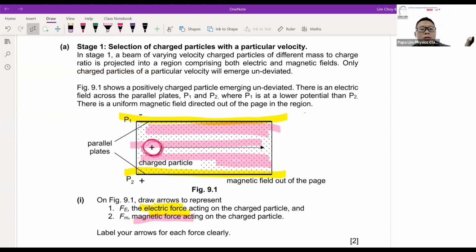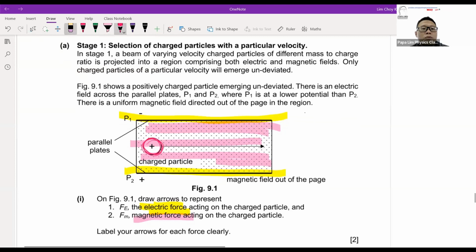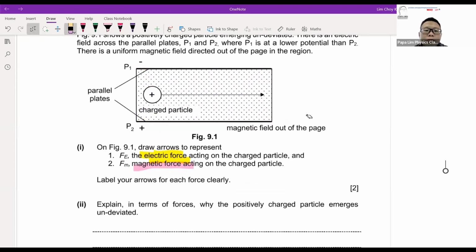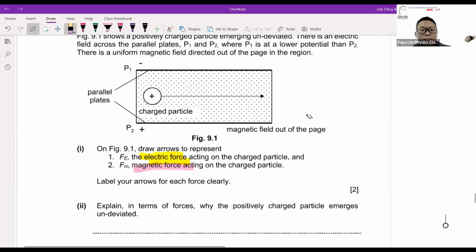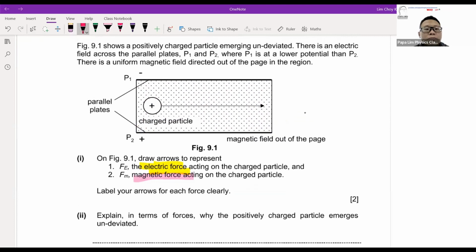Now let's take a look at the different forces. For question 1, you are supposed to identify the electric force and the magnetic force. Look at the electric force first. Since this is a positive charge and this is a negative charge, unlike charges attract, so the force will be upward. Double-check on the bottom plate: this is a positive charge and this is a positive charge, so like charges repel, and similarly it will be upwards.